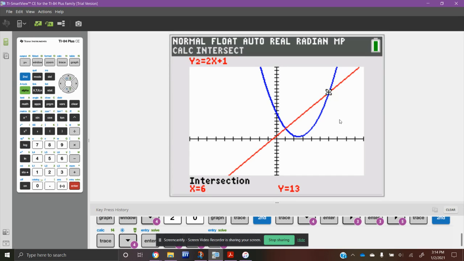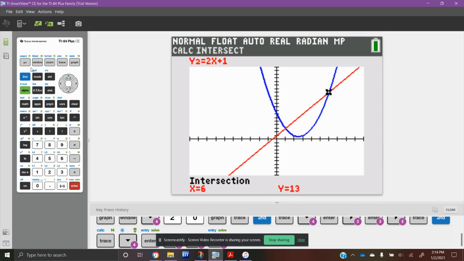And my second intersection point is 613, which means I have two solutions. Okay, I have two intersection points. So I have two solutions. My first intersection point and therefore first solution will be 1, 3. My second solution is 613. Okay, so that's how you find the intersection points on your calculator.